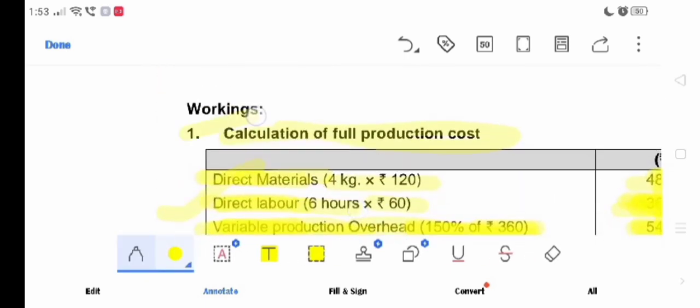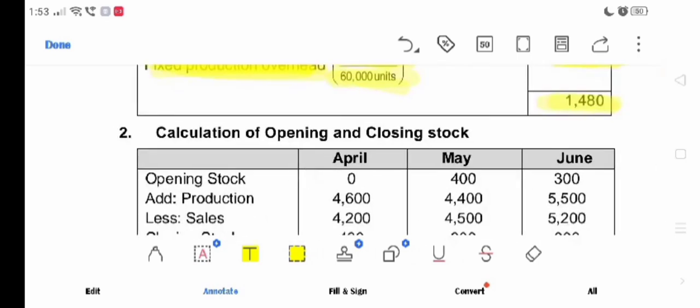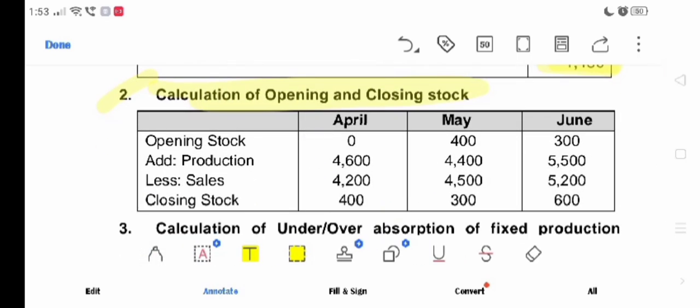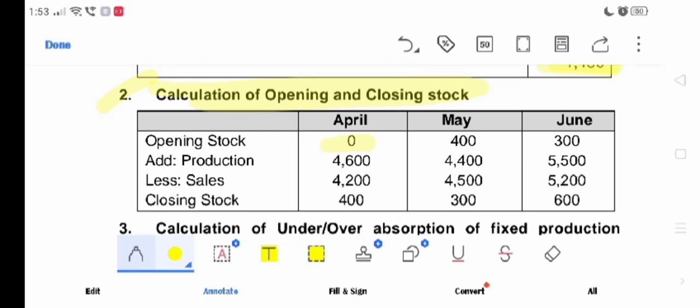So working notes one you understood, no? Now let's see how the calculation of opening and closing stock is done. So opening stock for April is 0, and what is production? They have given 4600, 4400 and 5500. Sales also they have given, okay? So opening plus production minus sales is nothing but closing stock, right? So in that way we are going to find out what the closing stock is.